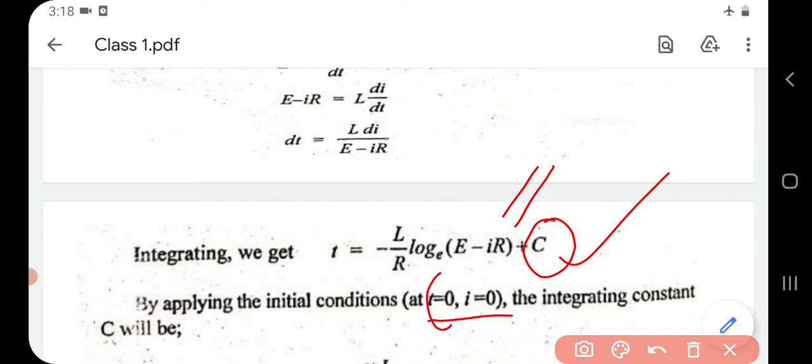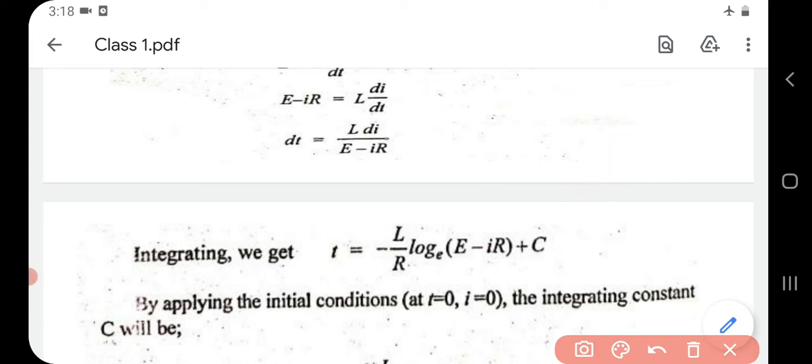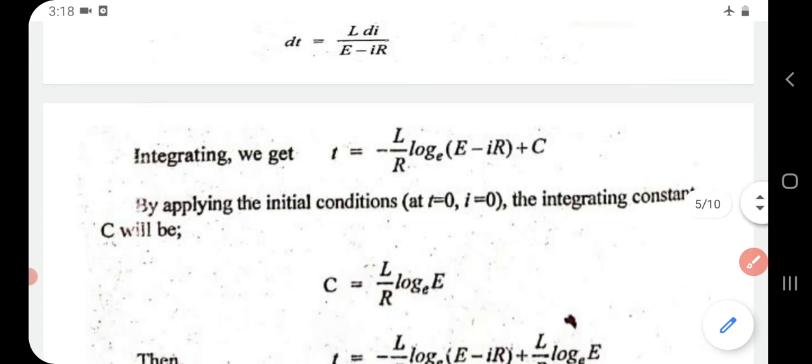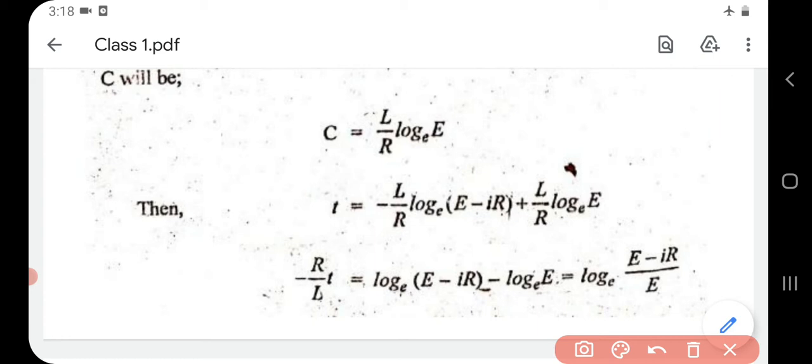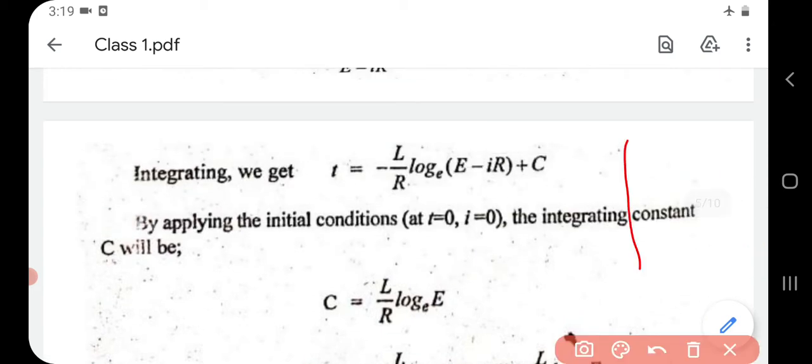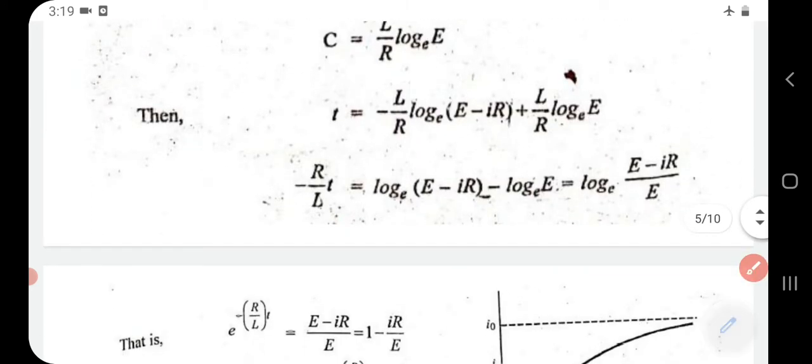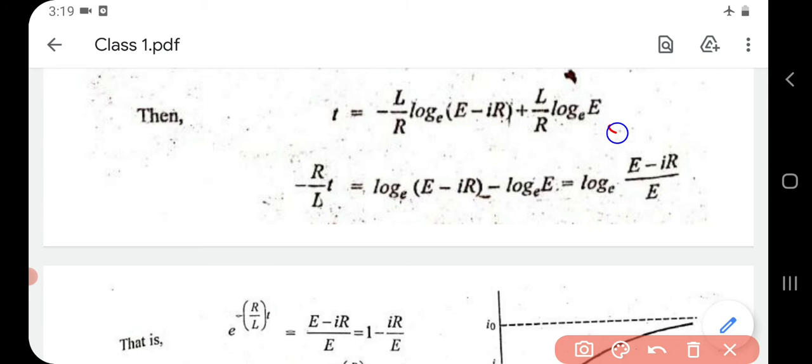That is, put t equal to 0 and i equal to 0 in this equation. When you do that, you will get the value of C as L by R logarithm to the base e of E. This is the value of C. Now just substitute back the value of C in the above equation. So the final expression will be t equal to this one.